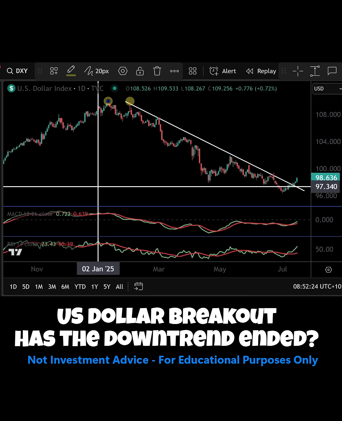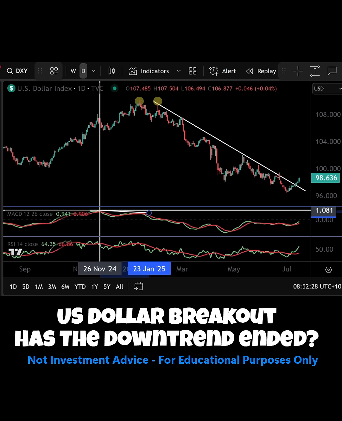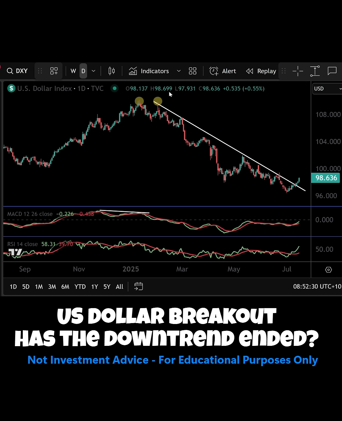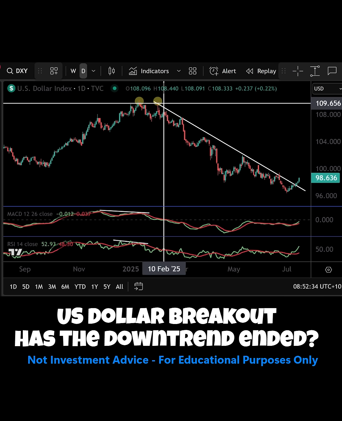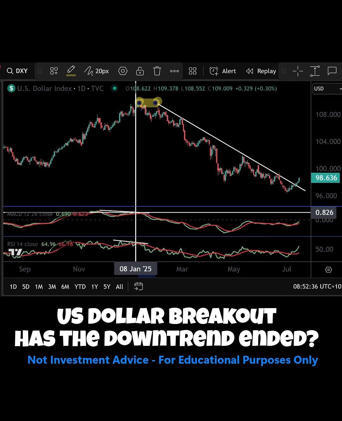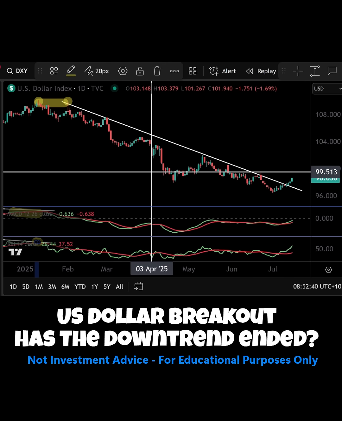And in fact, if we zoom back, we can see negative divergence on the momentum indicators. That signaled a top. So as the price was making a double top, well, we didn't know it was a double top at the time, but we do now in hindsight. You can see the double top there, negative divergence on the MACD. So the US dollar was a sell at that point.